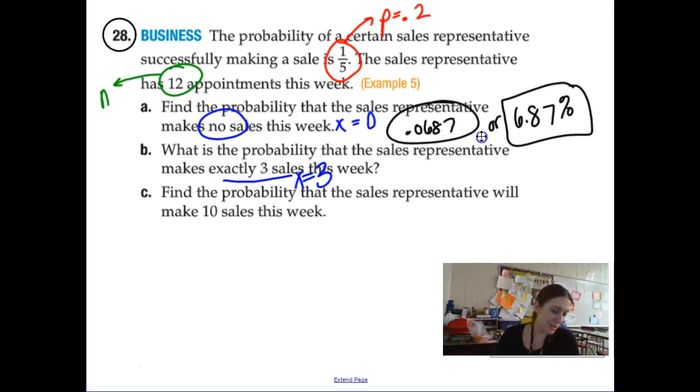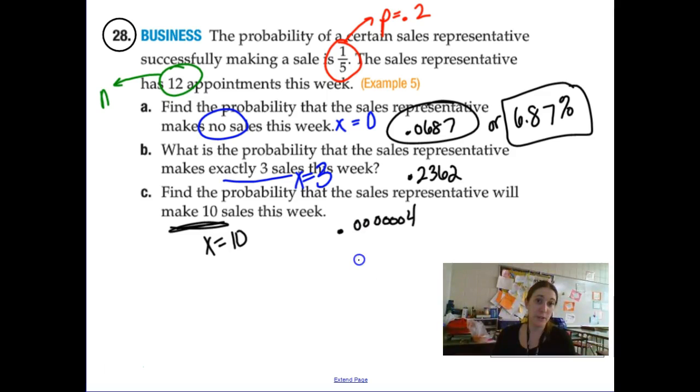Same stuff, I go on my calculator, type, and I get 0.2362, or 23.62%. And then 10 sales, I don't think this person has a very good chance of this, because you only have a 20% chance of selling. So to sell almost all of your appointments, that'd be awesome, but it's pretty small. It's 0.000004 or 0.00004%. Slim chances.